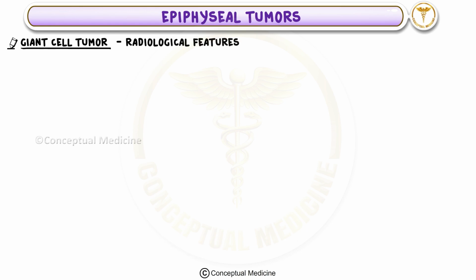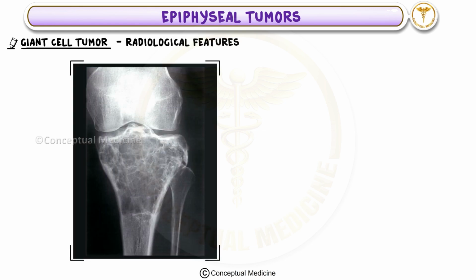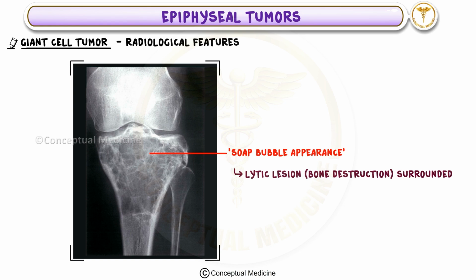Radiological features. On X-rays, giant cell tumors present with classic soap bubble appearance. What does that mean? Imagine a lytic lesion, which is a region where bone destruction occurs, surrounded by thin sclerotic margins. These are the edges of the lesion that appear slightly denser on the X-ray.